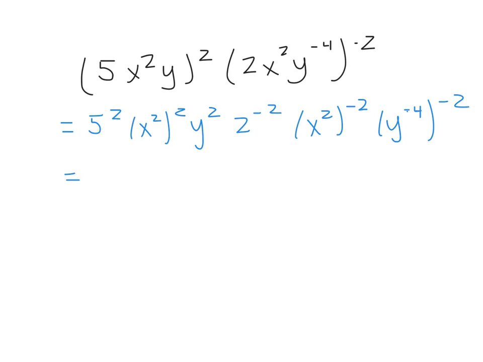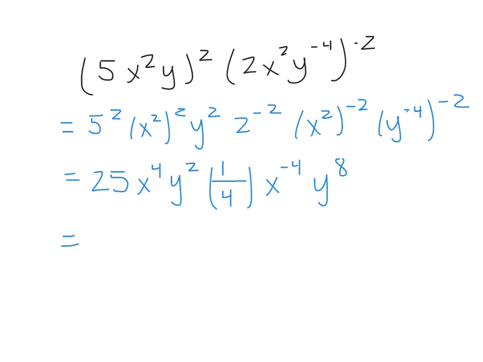All right, so go through again. 5 squared, we get 25. X squared squared, we're going to multiply those exponents, so we get x to the 4th. Then we have y squared. And 2 to the negative 2, that's going to be 1 over 2 squared, so 1/4. And x squared to the negative 2, we multiply those exponents, so we get x to the negative 4. And again, on that y, we're going to multiply those exponents, so negative 4 times negative 2, we get a positive 8.